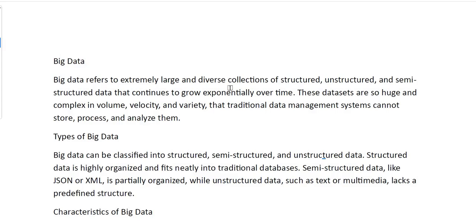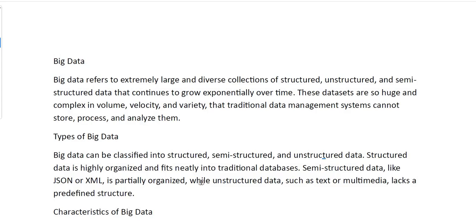Coming to the types of data while talking about big data, it is categorized into structured data, semi-structured data, and unstructured data. Structured data is highly organized and fits neatly into traditional databases, like how schemas and tables in a database are organized in a well planned manner. These are all examples of structured forms. The next one is semi-structured form, in the form of JSON and XML, which is not fully planned or fully organized like structured data, but somewhat organized.